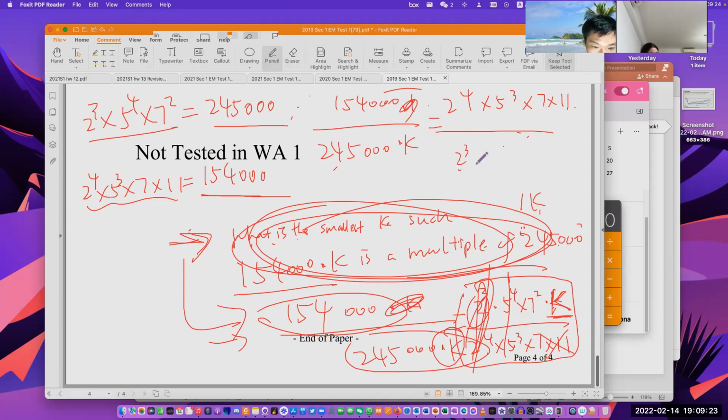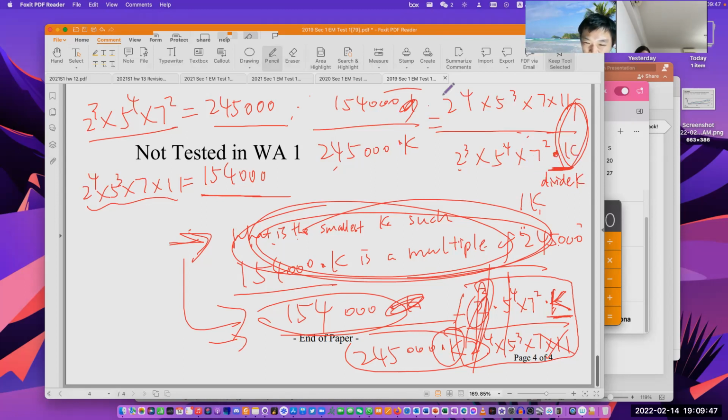Of course the question will change. So what I'm trying to say is, what if you end up with 154,000 divided by 245,000, and then the k is below. Okay, so you just do it this way. This is 2 to the power of 3, 5 to the power of 4, 7 to the power of 2 times a k. So over here, even though it's times, for this question it is actually divide because k is in the denominator. So in this case, you divide by k. Even though here is times, it's not times, it's divide.